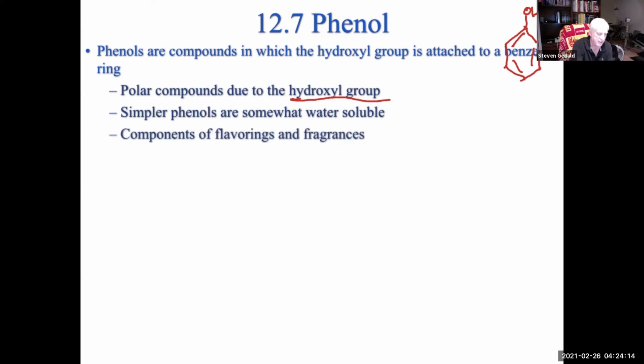It's a component of flavorings and fragrances. It smells nice. Remember, benzene is an aromatic compound. Phenols have the formula ArOH. Ar stands for aromatic ring. The aromatic ring is a benzene ring.